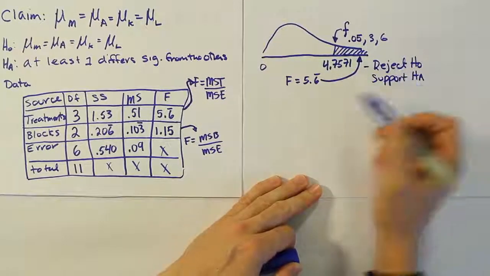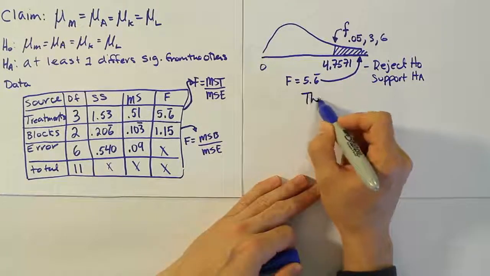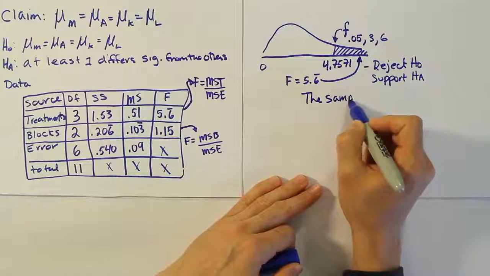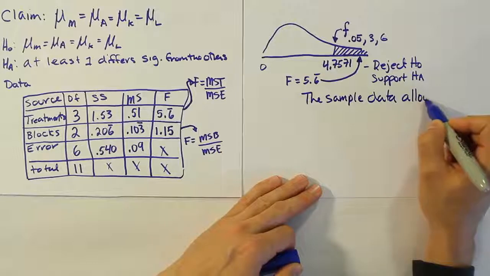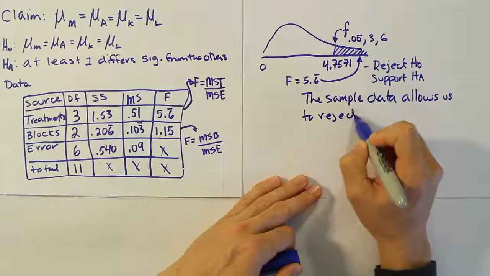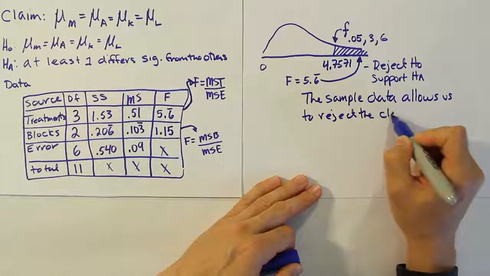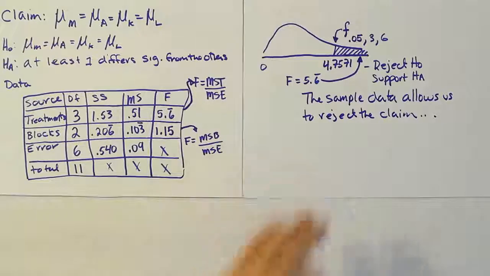So we're going to be wording our answer like this. We're going to say the sample data allows us to reject the claim. And of course, the claim is that all the means are equal, or the graphite coders all work the same, right? So we're rejecting that claim that they each have the same mean light box readings. All right, so that's it.